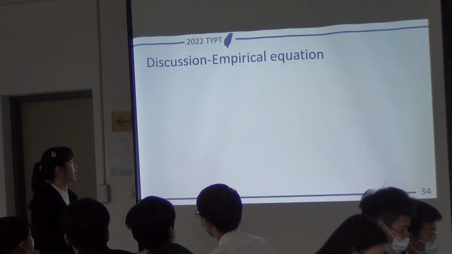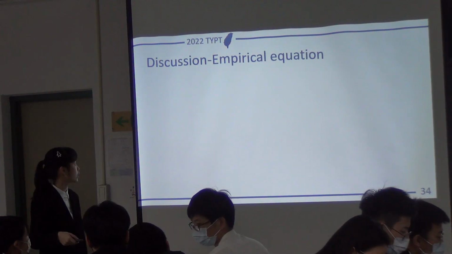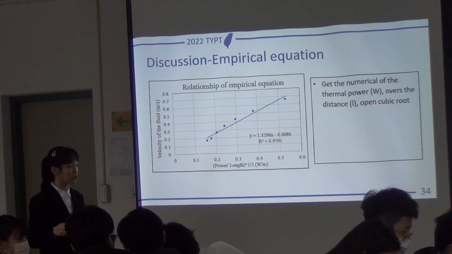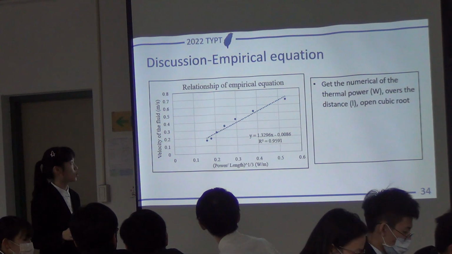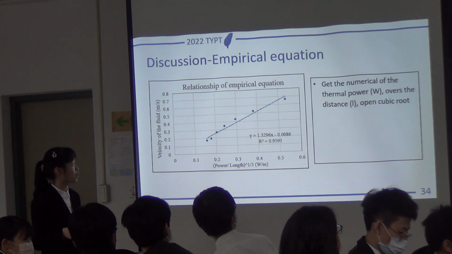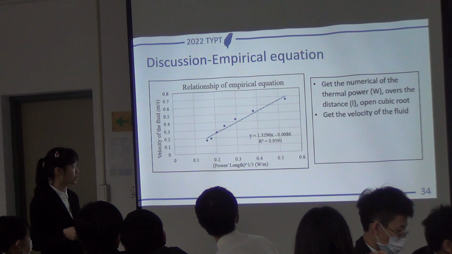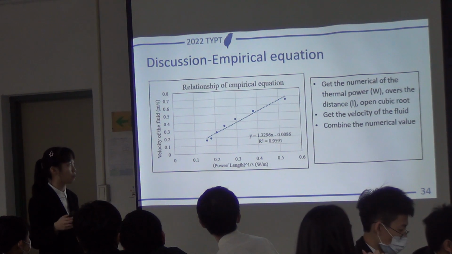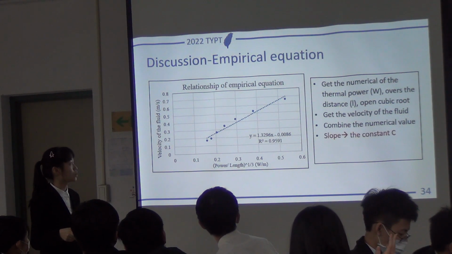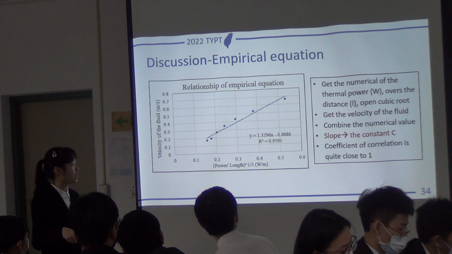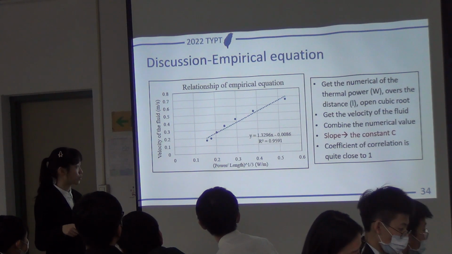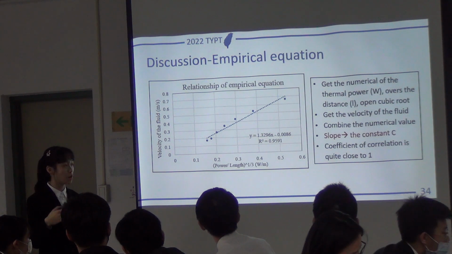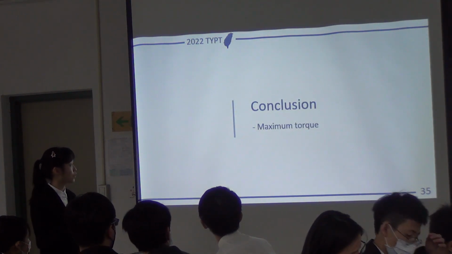And this is another discussion in empirical equation. We want to find out whether the equation is useful for our experiment, so we get the numerical value of the thermal power over the distance and open cube group. So we use the machine to get the velocity of the fluid and we combine the numerical values. So we get the slope, and that is going to be seen. We found out that the coefficient of correlation is quite close to 1, which means that this equation is really helpful for our experiment. And we can move on to a conclusion.